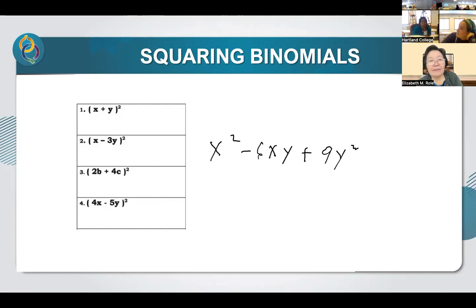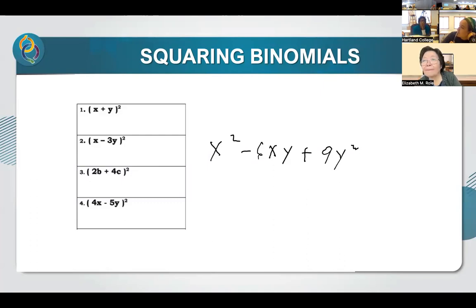9y squared. Why are we squaring the y? Yeah, because it's 3y times 3y. I know, but it's y times y. Y times y is y squared. All right. 3 times 3 and y times y. Okay? 9y squared. Good.